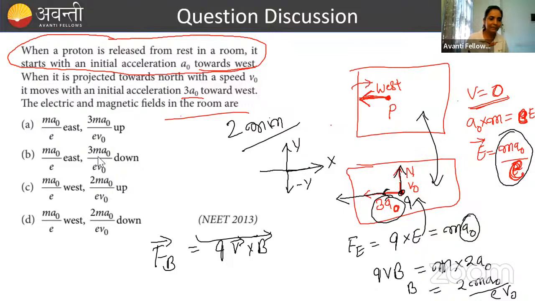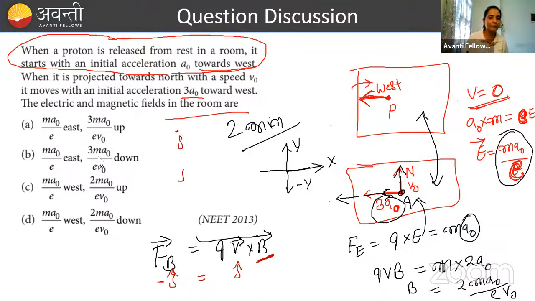So what is the direction of velocity given in the question? It is j cap. And the force direction is towards what? The acceleration I said because of the magnetic field is 2a naught, towards west. So force is towards west, that is minus i cap. So what will be the direction of the magnetic field?